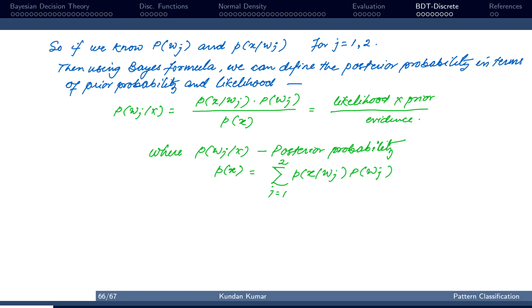And also we can note down that the probability of omega 1 given x plus the probability of omega 2 given x equal to 0.92 plus 0.08 equal to 1. So for every value of x, the posterior sum will be equal to 1.